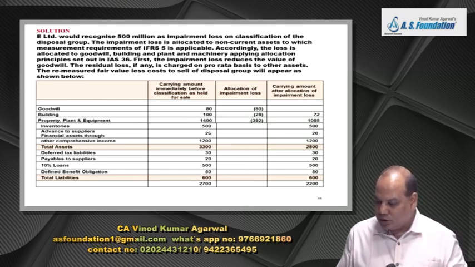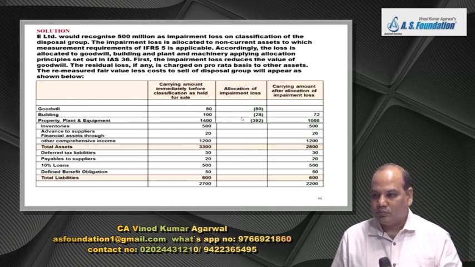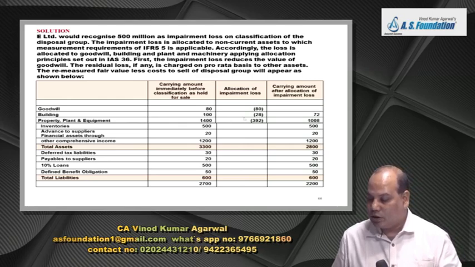So I am not going to allocate to any current asset item or the liabilities. So only I will allocate to goodwill 80 and to building and property. Just try on your calculator what is the remaining loss. 500 minus 80, 420. Is it right? 100 upon 1500 into 420, round off, is it 28? 100 upon 1500 into 420, 28. 1400 upon 1500 into 420, 392.